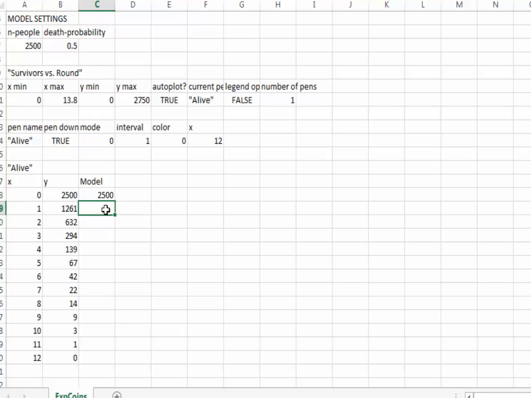So since we have people tossing coins, and it's a fair coin, we would expect that out of the 2,500 initial people in our model, only about half of them would remain after 1 round. Furthermore, if we would like to estimate the number of people remaining after 2 rounds, we would expect the outcome to be about half of what was in round 1.